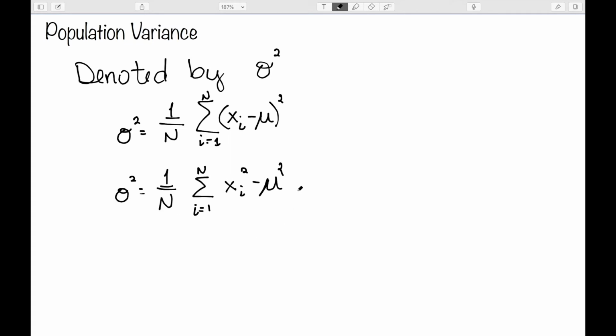The second formula is an easier way to do actual calculations, but doesn't tell you as much about what we're doing. This one looks at finding the mean of the values of xi squared. So we square all of our data values and then find their mean. And then we subtract the normal mean squared. And in this case, we denote standard deviation by sigma, and it's just given by the square root of the variance.